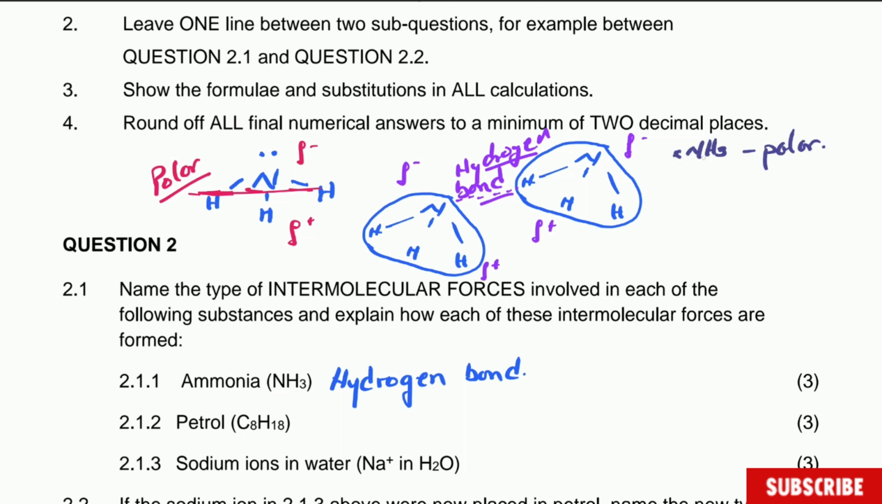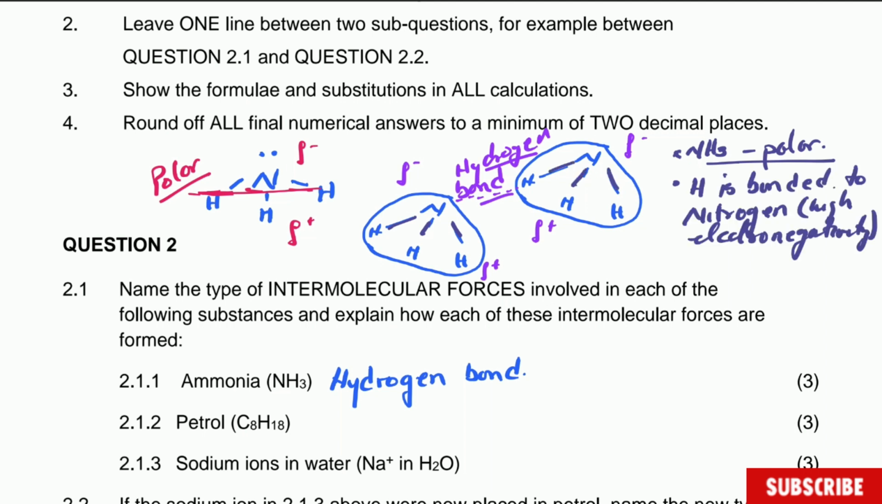First, you have to say that NH3 is a polar molecule. Second, what I said, hydrogen is bonded to nitrogen, straight to nitrogen. So it's not bonded to anything else but straight to nitrogen. That is one of the rules there. And just to mention, nitrogen has a very high electronegativity.